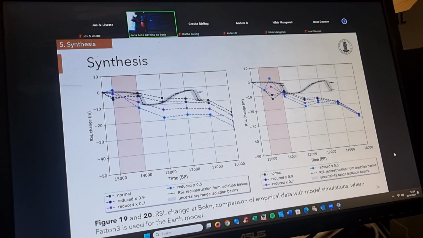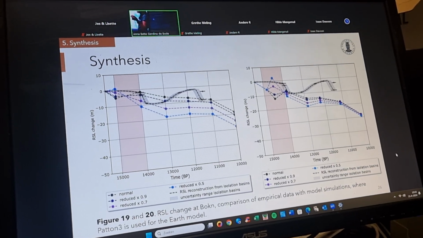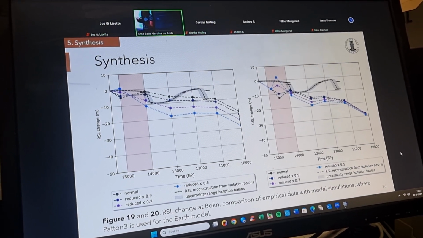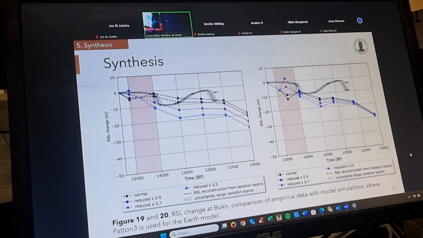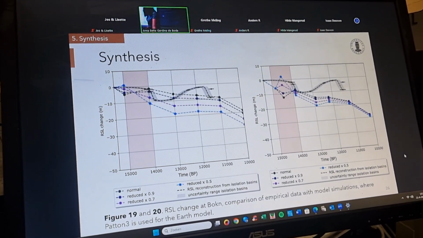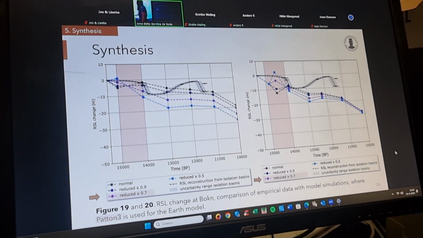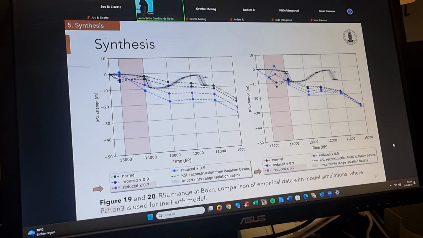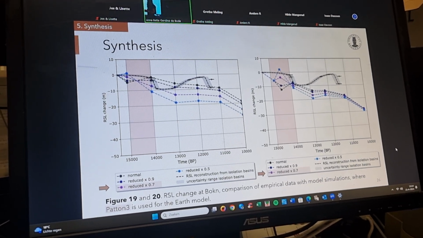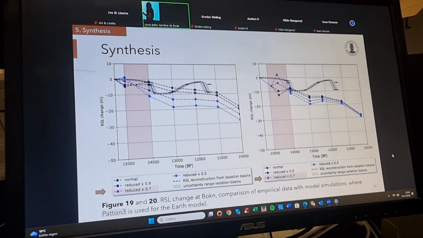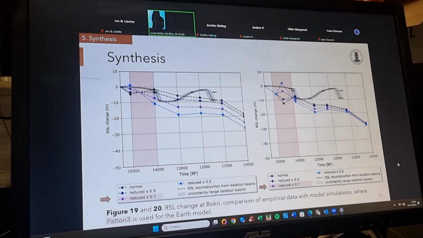So I looked at all the runs, and then I selected the runs that match the empirical data best in order to refine my computed contribution of the Eurasian ice sheets to Meltwater Pulse 1A. Then I see that the pattern 3 Earth model fits best to the empirical data, and the ice thickness reduction of 0.7 fits the empirical curve best as well. That's the purple curve.